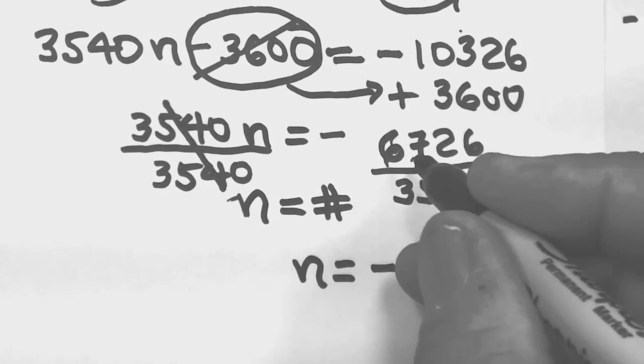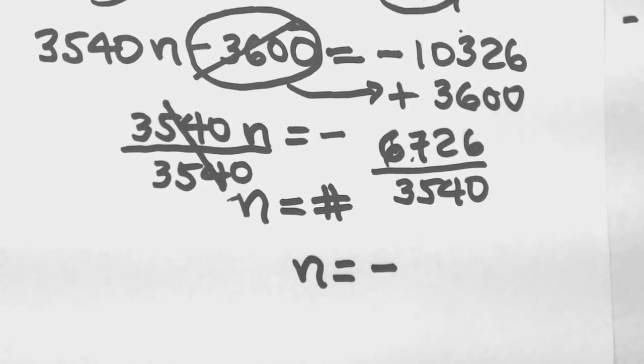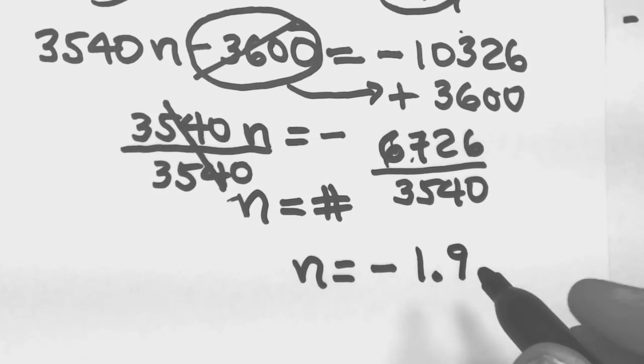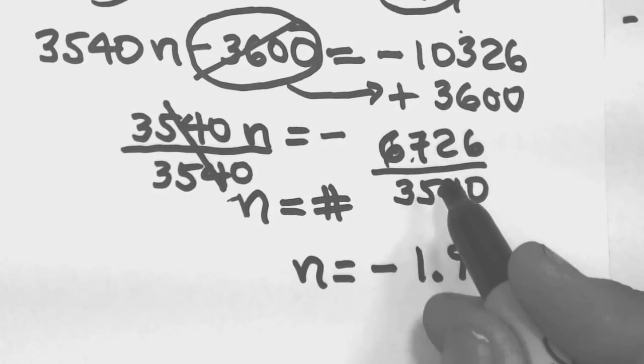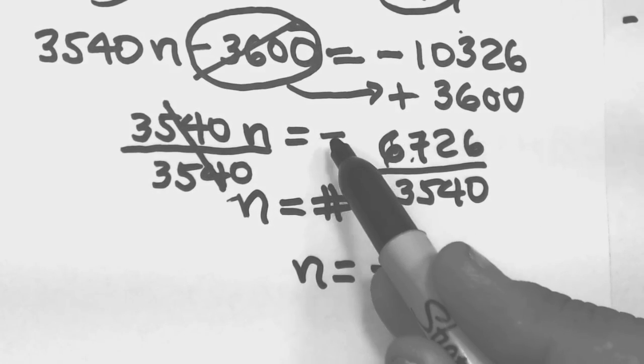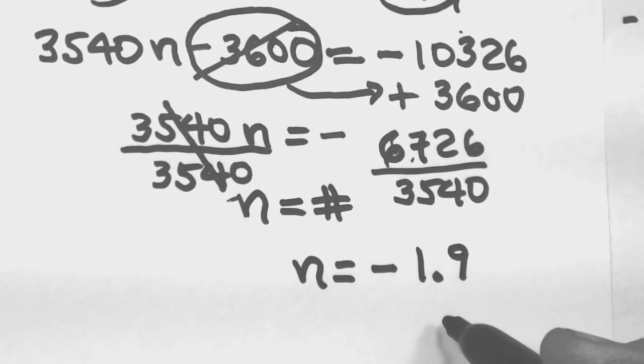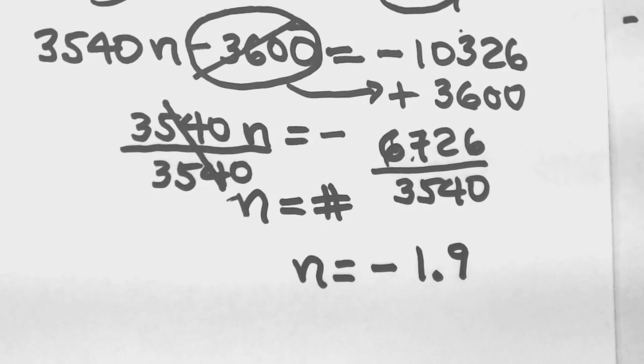So now, of course, since we had decimals to begin with, let's just go ahead and get our calculator out and take 6726 and divide it by the 3540, and I come up with negative 1.9 right on the button. So you can verify that yourself. Remember, it was negative. There was a single minus sign, and there it is. Okay, so n equals negative 1.9.